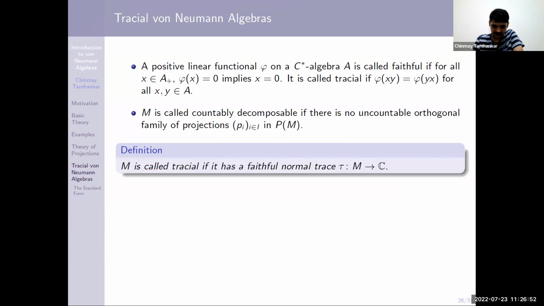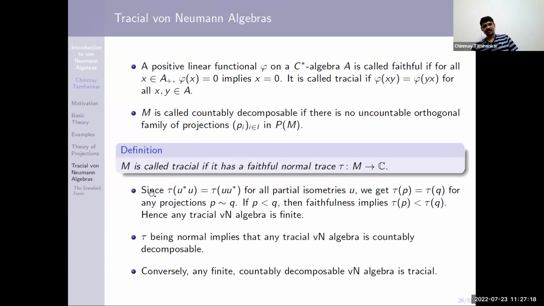Okay, so we will define what is a tracial von Neumann algebra. So M is called a tracial von Neumann algebra if it admits a faithful normal trace. So that is a tau from M to C which satisfies this tracial property, and it's positive and also normal, which we had defined earlier, that it respects the supremum.